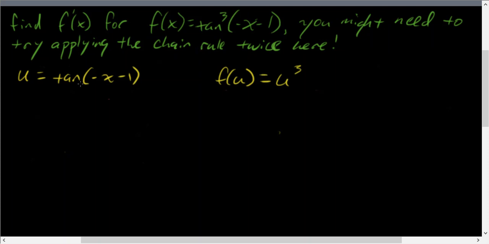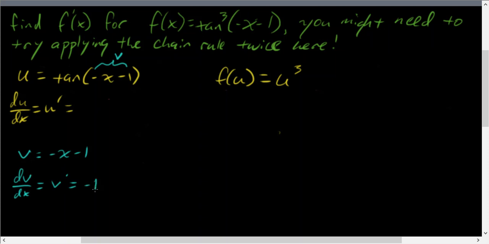So then the question is, well, what is the derivative of u, right? What is du over dx, or in other words, u prime? Well, if I take the derivative of this one, it looks like I need another substitution here, right? Maybe I could rewrite this part as a function v, right? If v equals negative x minus 1, then dv dx, or v prime, would simply be negative 1.